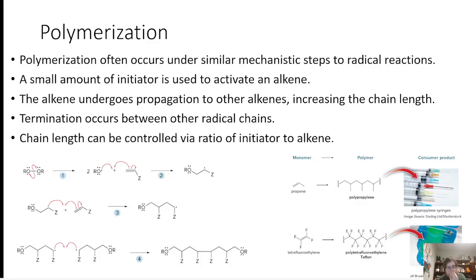But a lot of the polymers we know and use happen in this way. Like propene is used to make polypropylene, which we use in, for example, syringes. Tetrafluoroethylene can be used to make polytetrafluoroethylene, which is Teflon. We use it in dental floss and other non-stick, non-reactive surfaces.